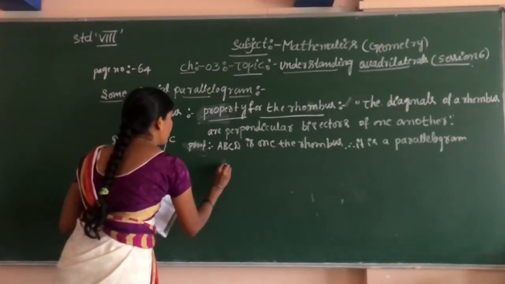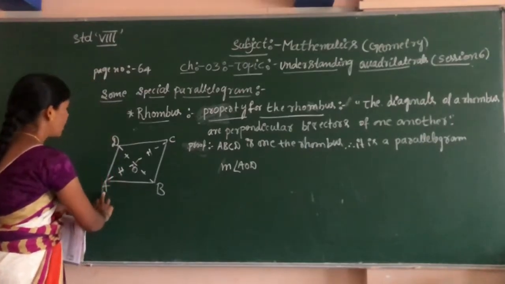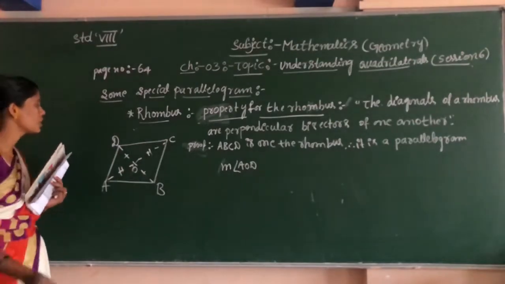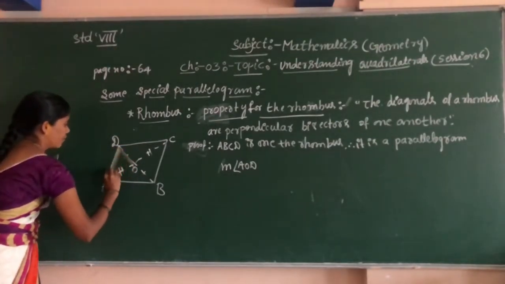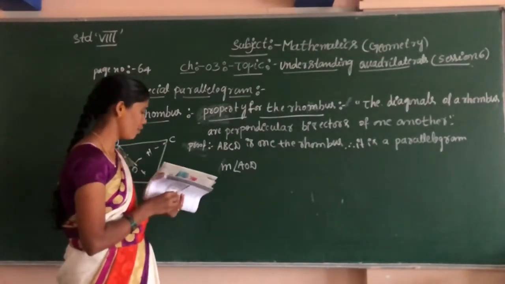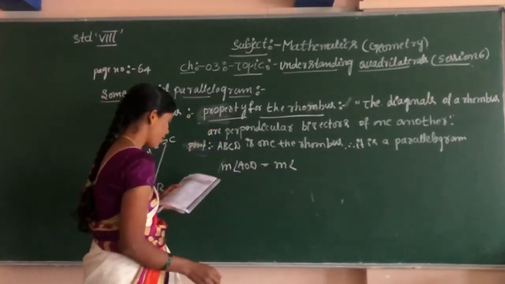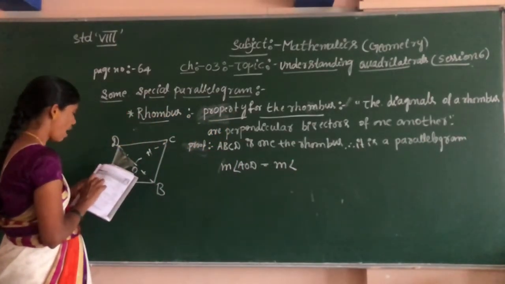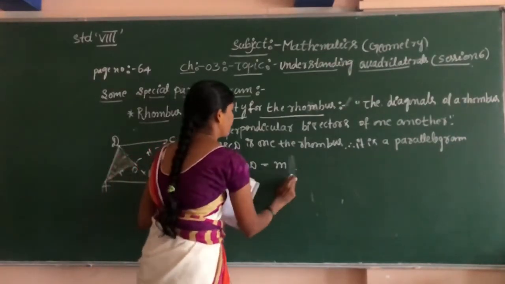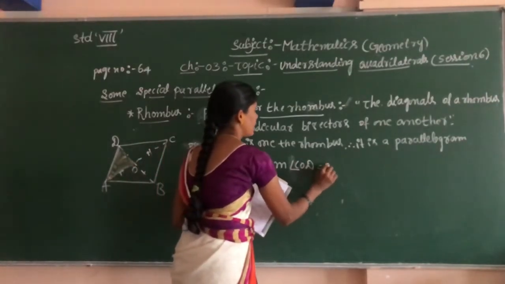Measure of angle AOD. Where is the angle AOD? You see, put the shaded point. Measure of angle AOD is equal to measure of angle COD. Which one is that? Angle COD is equal to 90 degrees.